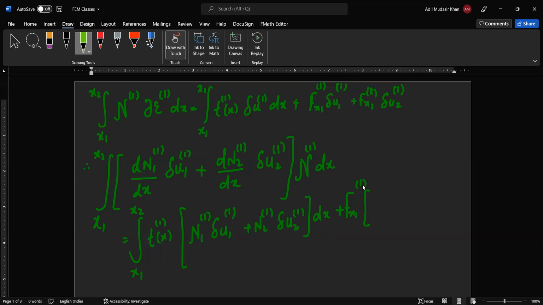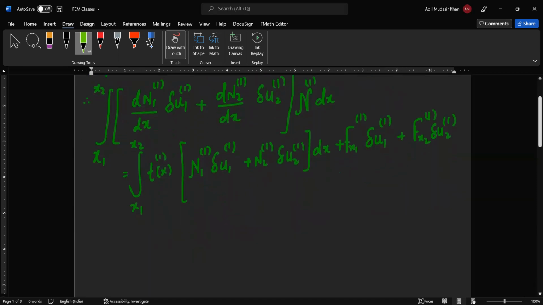How do you write this delta u1? It can also be written as n1. This is delta u, not delta u1. So we have to write it as fx1 delta u1 for element 1 plus fx2 for element 1 delta u2 for element 1. This is the principle of virtual work statement for this type of problem. So let's move further and try to assemble the equations.